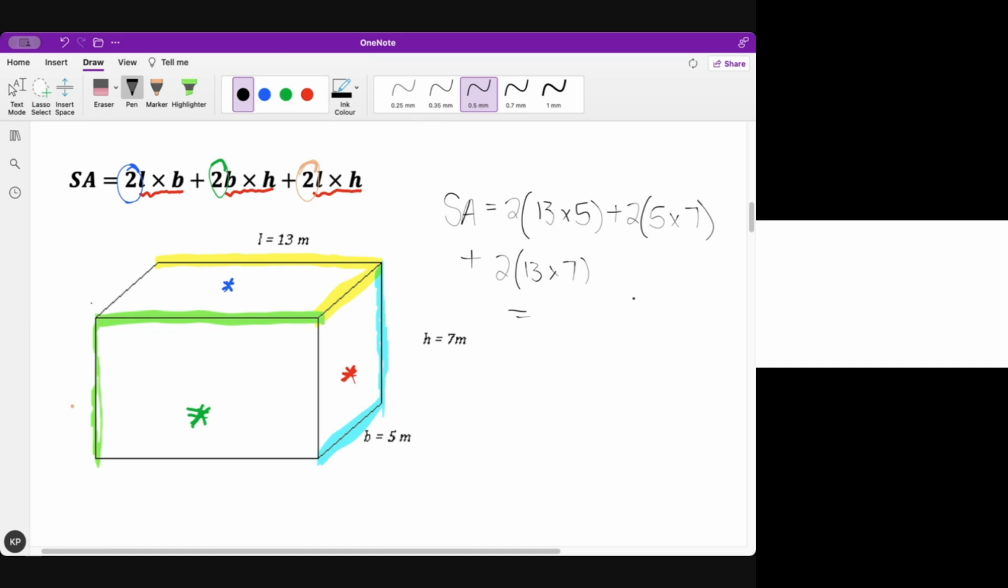Now let's get working out here. Now, I know when you guys use your calculator, sometimes things go south. I don't know what happens there, but you end up with the wrong answer when you have the right working. So to avoid that, just work out the little pieces on its own and add at the end. How's that? Okay, so you say 13 times 5, which is 65, and you times that by 2, so that is 130, plus 5 times 7, which is 35, times 2, which is 70.